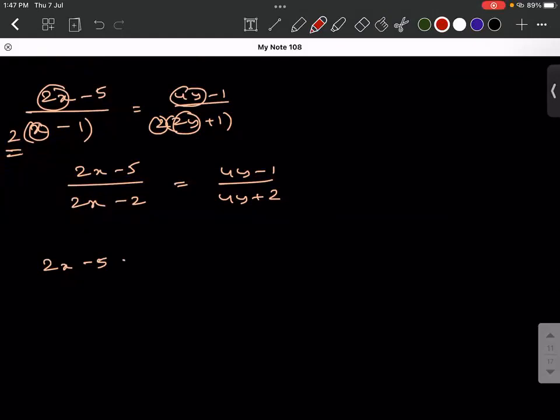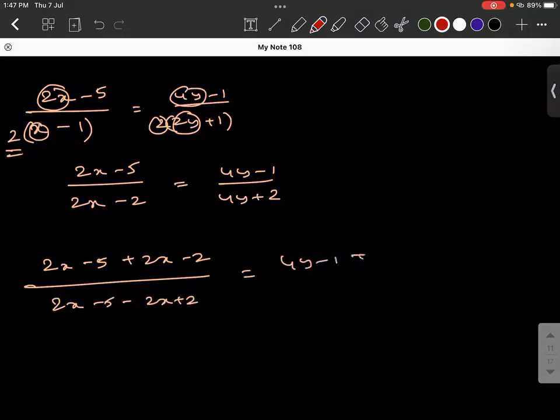So (2x − 5 + 2x − 2)/(2x − 5 − 2x + 2) = (4y − 1 + 4y + 2)/(4y − 1 − 4y − 2). Cancel it.